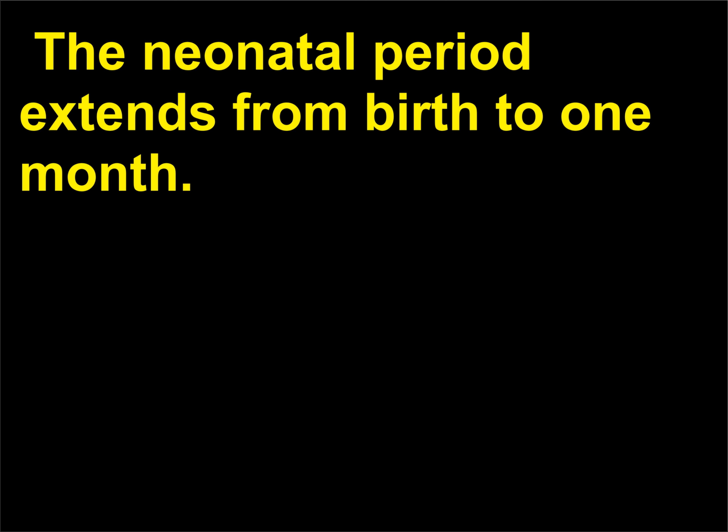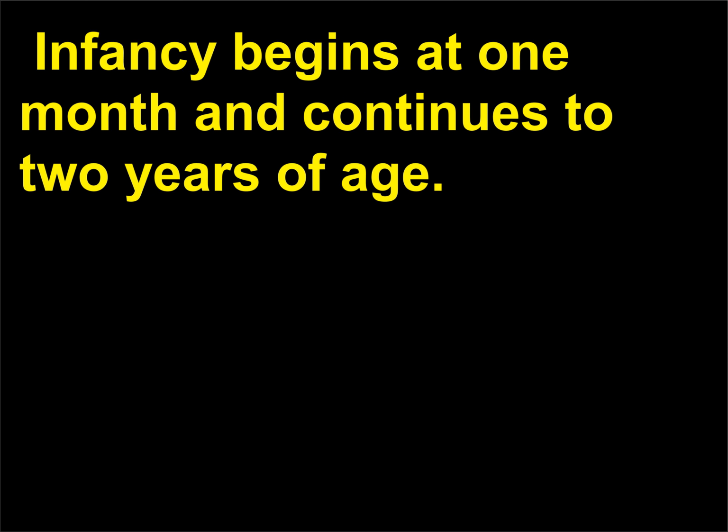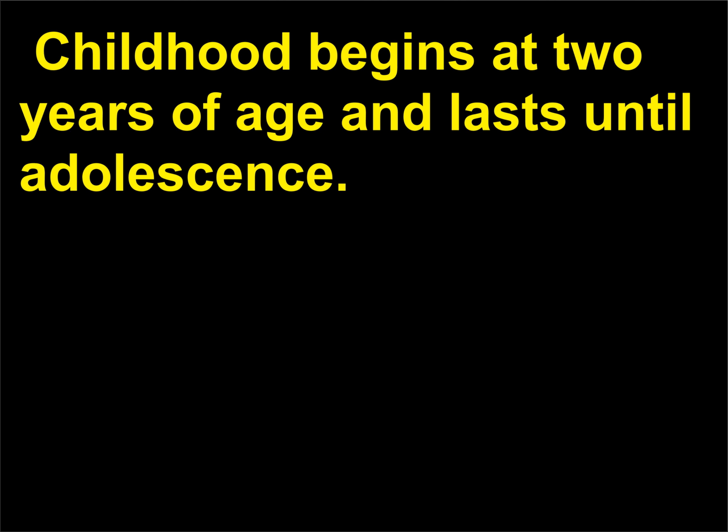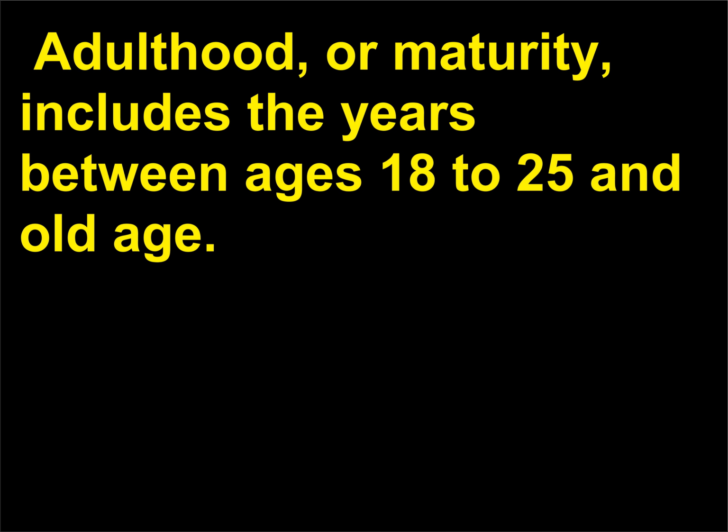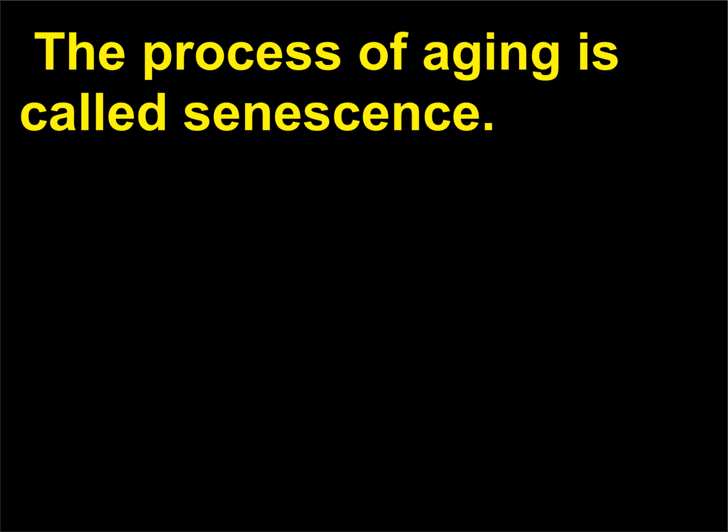The neonatal period extends from birth to 1 month. Infancy begins at 1 month and continues to 2 years of age. Childhood begins at 2 years of age and lasts until adolescence. Adolescence begins at around 12 or 13 years of age and ends with the beginning of adulthood. Adulthood, or maturity, includes the years between ages 18 to 25 and old age. The process of aging is called senescence.